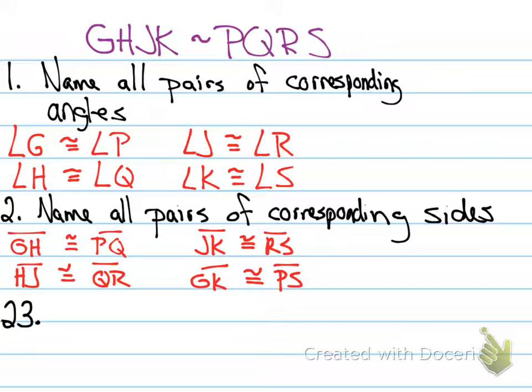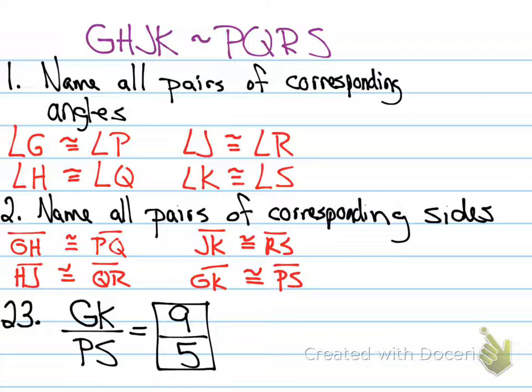Now this part, I'm not going to be super strict on actually writing the sides before making the substitution, but I do like to do this. GK over PS, I'm clearly showing what the corresponding side relationship is, GK to PS. Now I plug in my numbers, and it's going to be 9 over 5. Now, if you used JK to RS, you should have gotten 18 over 10, which reduces to 9 over 5. Either one of them gives you that ratio, 9 over 5, okay? Got one of those on your test tomorrow. Any questions?